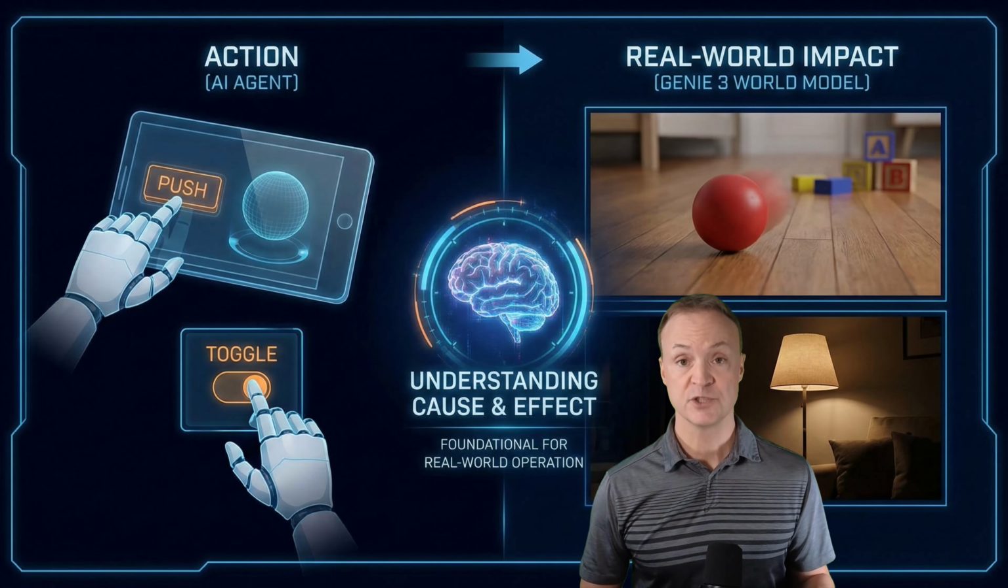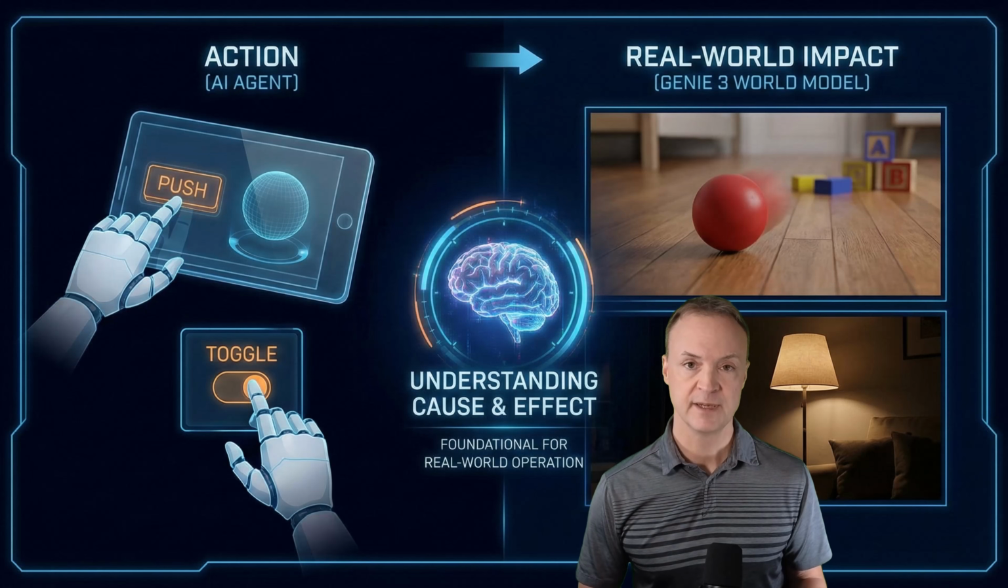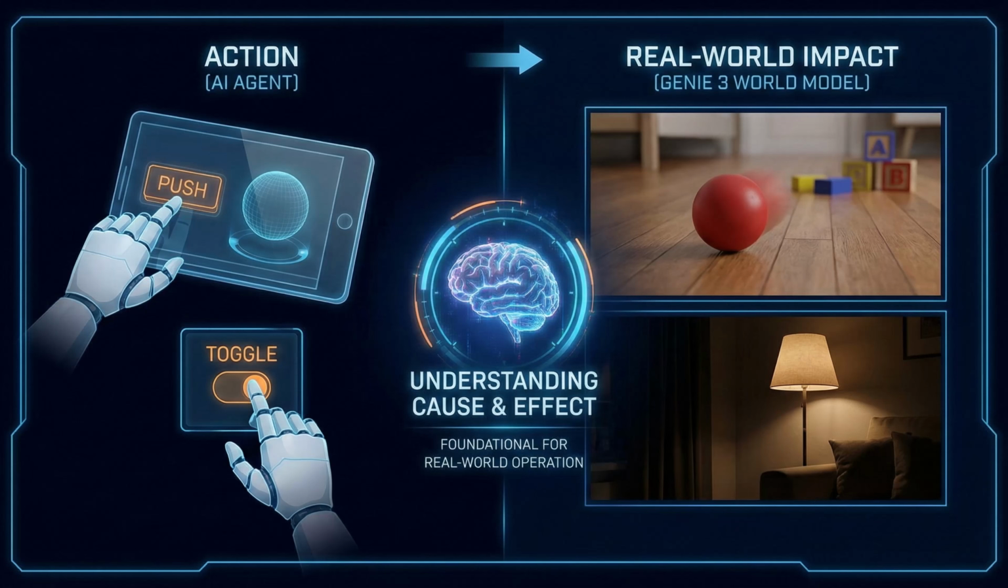These demos are just the tip of the iceberg. The real why behind Genie 3 goes much deeper, especially concerning the pursuit of artificial general intelligence, or AGI. For an AI to truly be intelligent, it needs to understand how its actions impact the world. Genie 3 as a world model learns these intricate cause and effect relationships. If an agent pushes a virtual ball, it sees the ball roll. If it flips a switch, the light turns on. This foundational understanding is crucial for any AI that needs to operate in the real world.